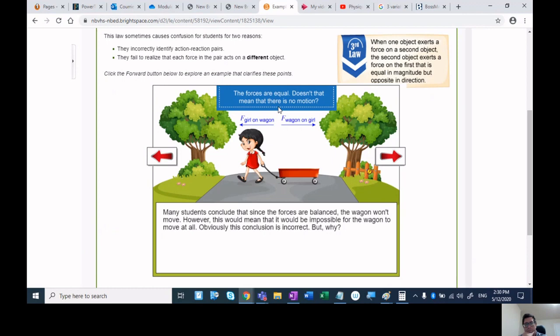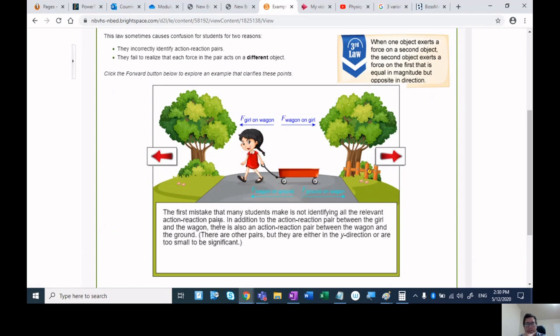The forces are equal. Doesn't that mean that there is no motion? Many students would conclude that since the forces are balanced, the wagon won't move. However, this would mean that it would be impossible for the wagon to move at all. Conclusion incorrect. Why? The first mistake is to not identify the relevant action-reaction pair. There is also an action-reaction pair between the wagon and the ground.